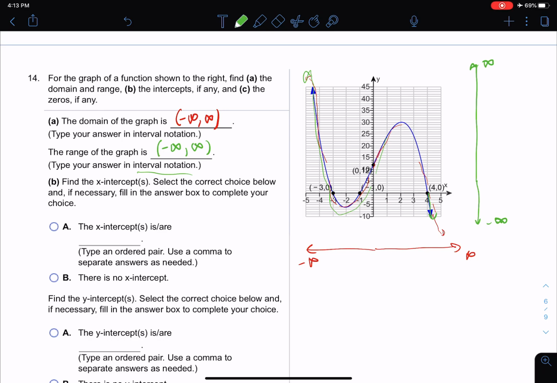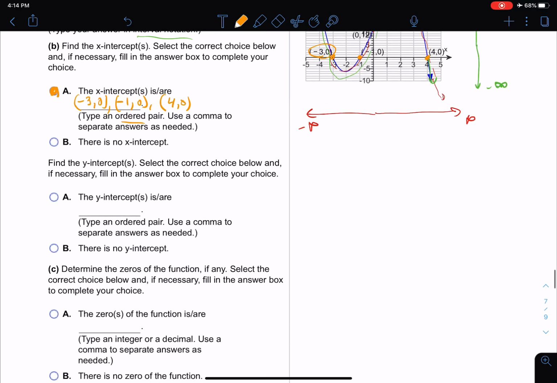Then we look for the x-intercepts. So our x-intercepts, remember, write the intercepts as ordered pairs. Your x-intercepts, there's one, -3, 0, comma. There's another one, if I can read that, -1, 0. And there's the last one, 4, 0, putting a comma in between each one of those and writing them as ordered pairs. So there are the x-intercepts.